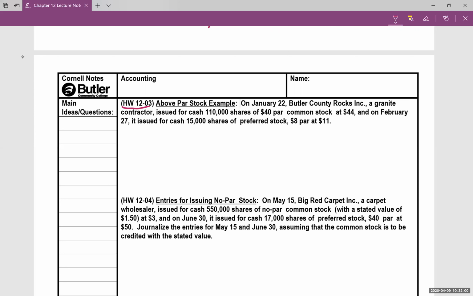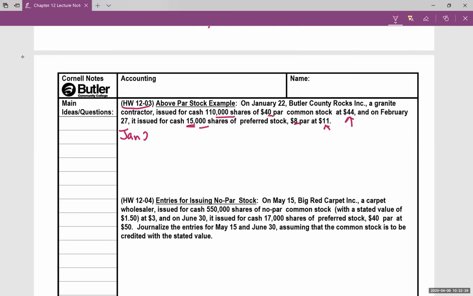On January 22nd, Butler County Rocks, a granite contractor, issued for cash 110,000 shares of $40 par common stock, but they got a selling price of $44. And then on February 27, it issued 15,000 shares of preferred stock, $8 par, but they got a selling price of $11. Okay, so here's what that entry looks like. We're going to do both entries. Let's do January 22nd first.